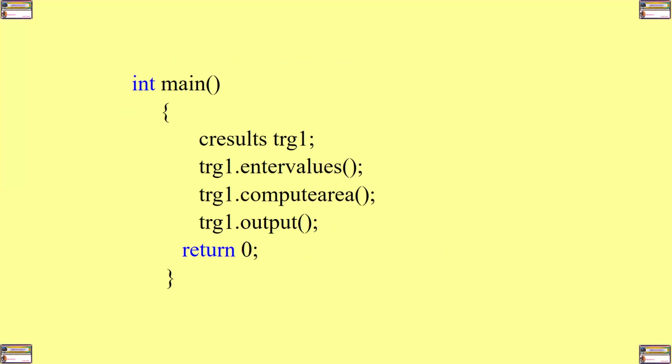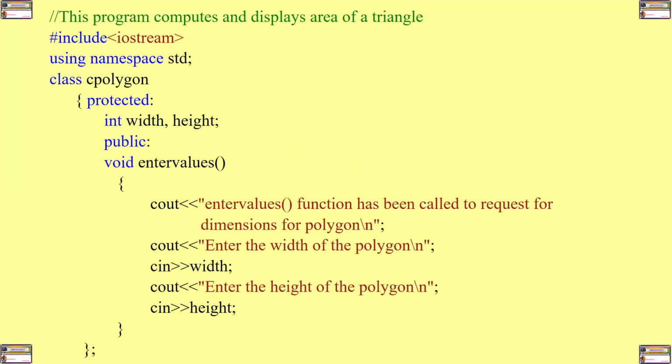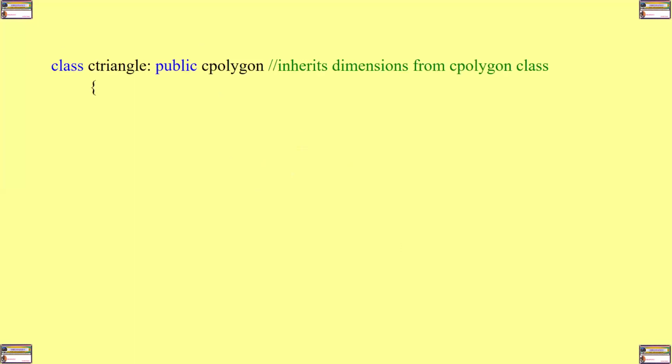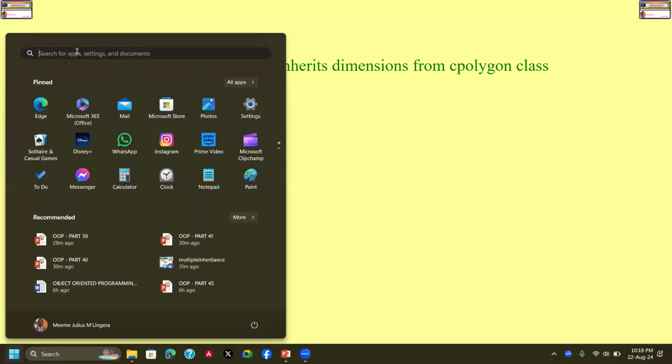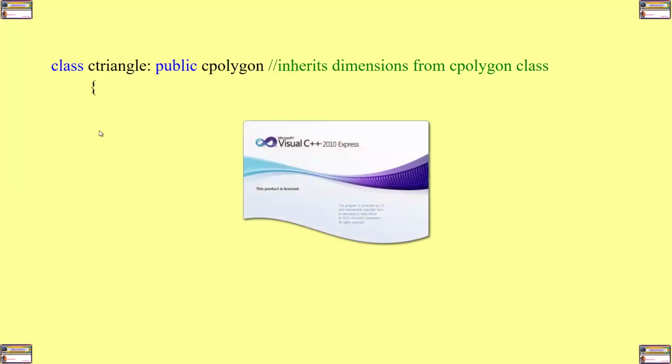In my case, because I already have this program in my word processor, I'll just copy it and paste it in C++ once I have loaded the C++ program. Note, the title of my program is multi-level inheritance. So let's proceed. I'm going to click there, then I'll launch my C++ program.